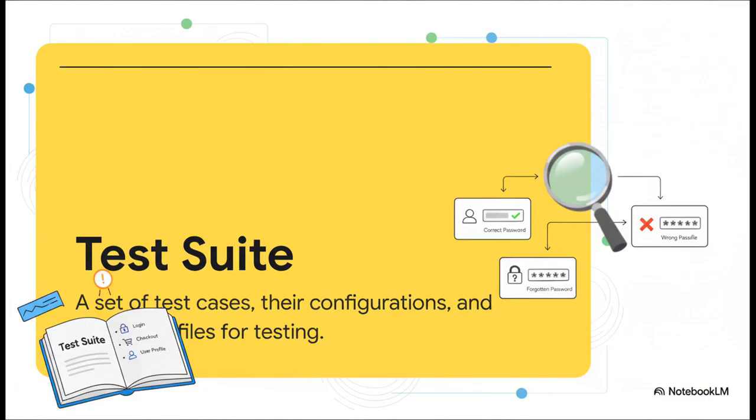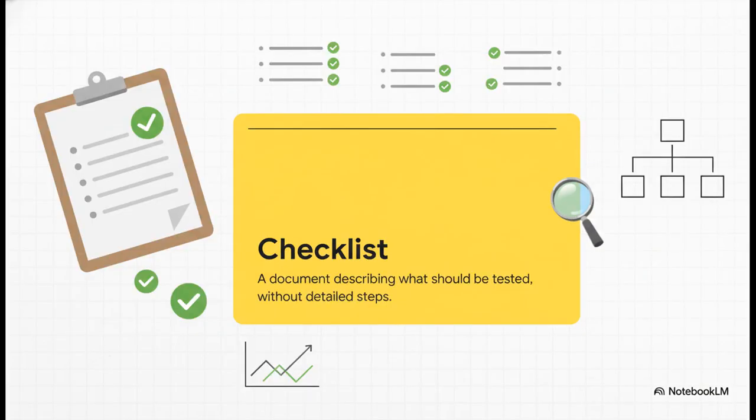You get the idea. But sometimes you don't need a super detailed step-by-step recipe. Sometimes you just need a checklist. Think of it as a much more high-level document. It just lists what you need to test, not the nitty-gritty details of how to do it. It's more of a quick guide or a reminder.